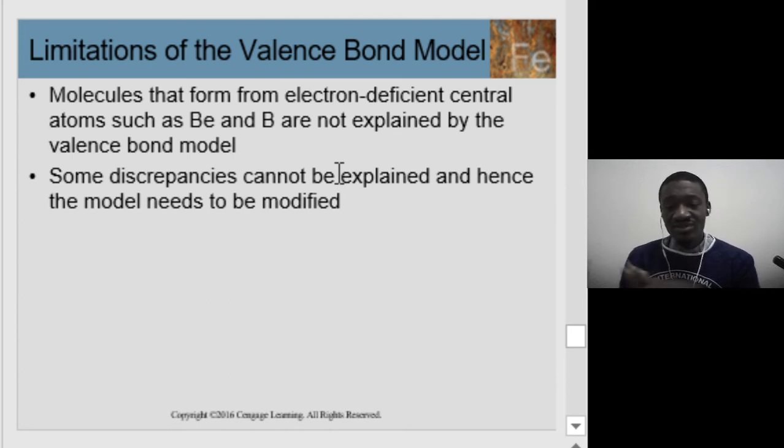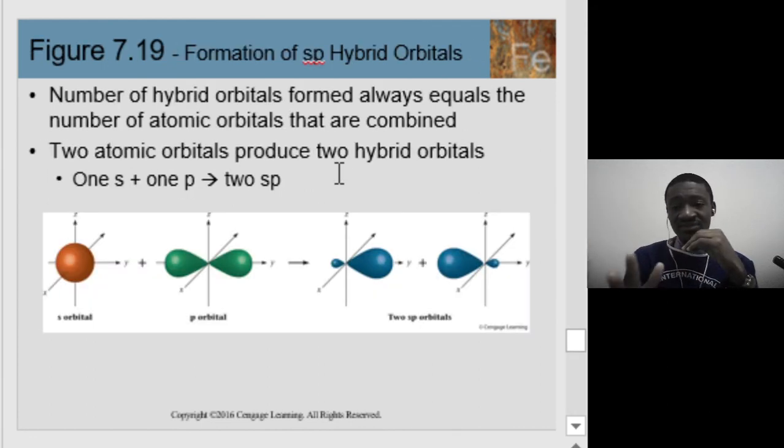So some discrepancies cannot be explained, and hence the model needs to be modified. It works for this person but it cannot work for this person, and you can't explain why it cannot work for this person. So hence the whole idea now has to be looked at again, or other consistent ideas can be used to explain it. So you have the formation of sp hybrid orbitals.